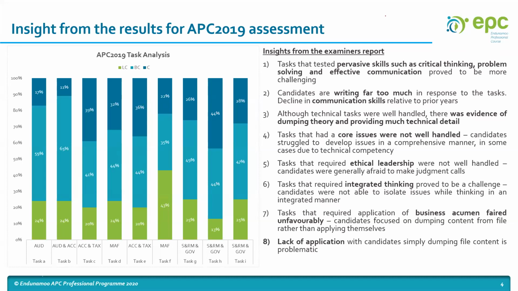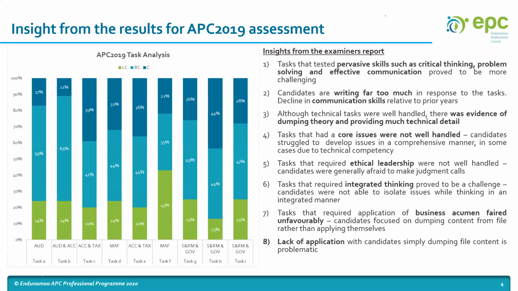So it's some of those things that when we talk about too much technical detail, what are we talking about? What is it when they're saying you are dumping theory, and how do you go about avoiding those? So those are some of the things that we'll want to touch on tonight. Because as I'm saying, these are just what is coming from the examiner's report for APC 2019.